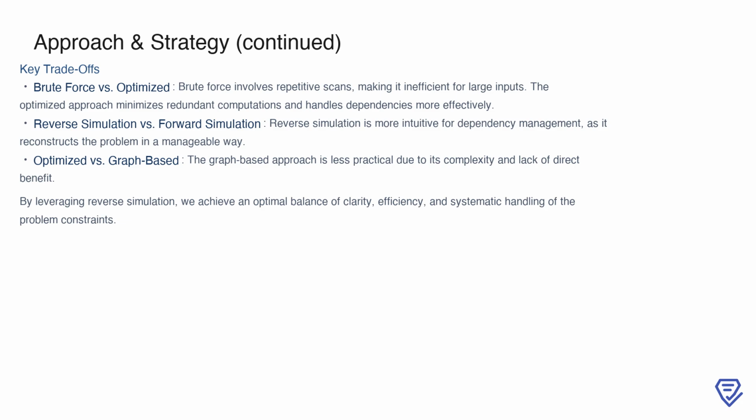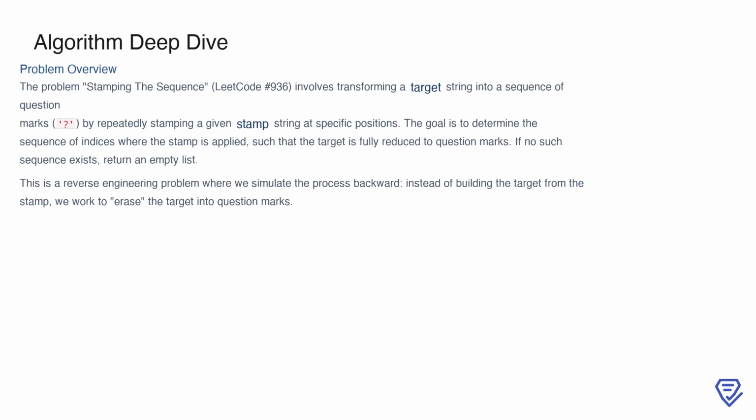To begin, the problem, Stamping the Sequence, asks us to transform a given target string into a sequence of question marks by repeatedly applying a given stamp string at specific positions. The objective is to determine the sequence of indices where the stamp is applied, ensuring that the entire target string is eventually reduced to question marks. If it's not possible to achieve this, we return an empty list. Importantly, this is a reverse engineering problem. Instead of constructing the target string by applying stamps, we simulate the process backward, focusing on erasing the target string step by step into question marks.